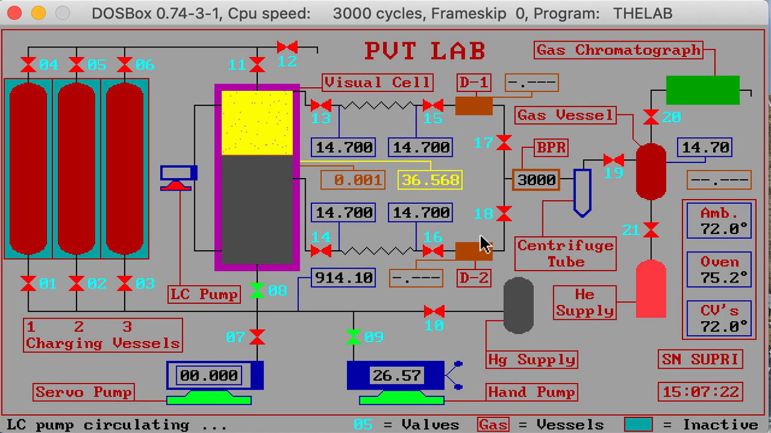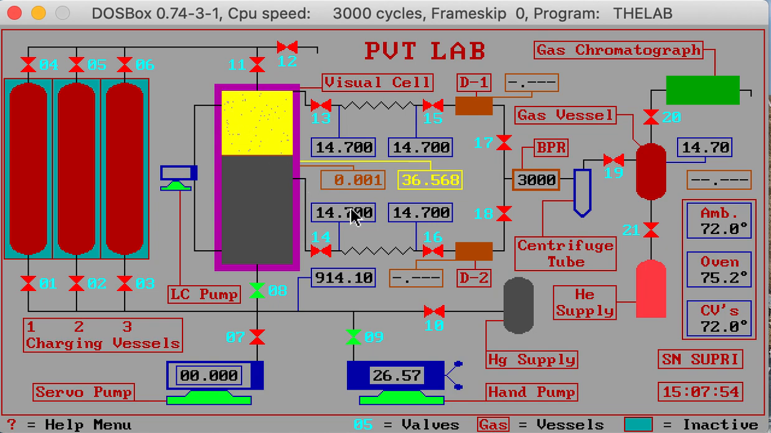I'm going to shake the cell again, and I'm going to collect this information. As we see, the pressure still stayed constant. That 914.1, which was our bubble point pressure, stayed constant till I converted all the liquid to the gas, till the last droplet of liquid. So this 0.001 is the last detectable amount of liquid in this visual cell.